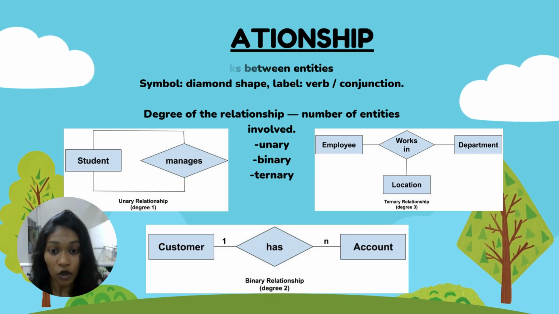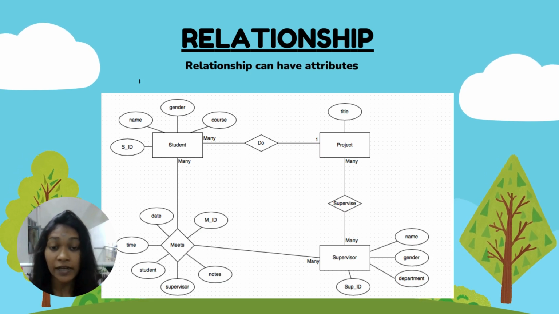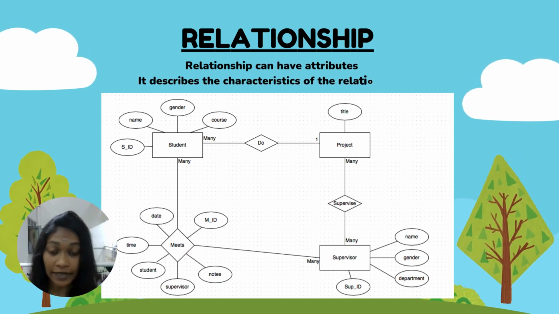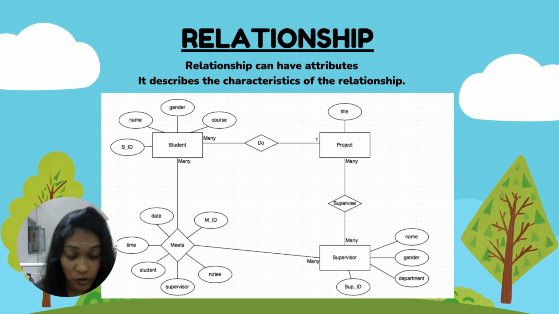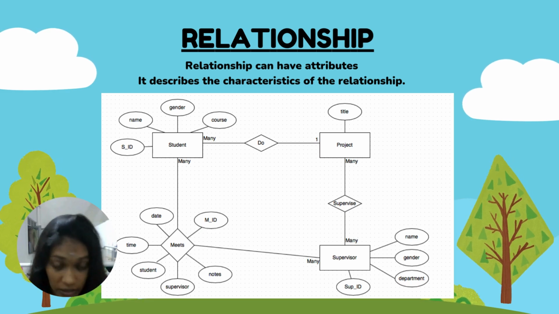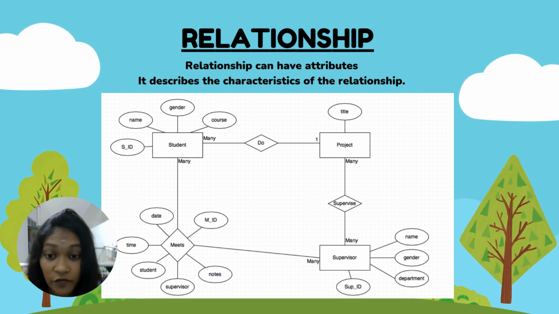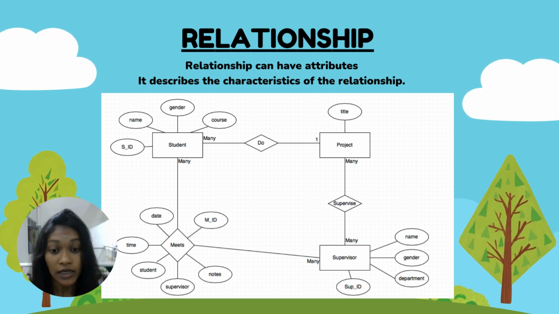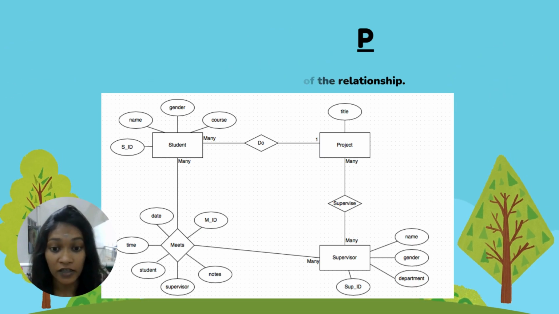So relationships can have attributes. It describes the characteristic of the relationship. If you can see this example, there are three entities in this example, which are student, project, and supervisor. There are also three relationships in this example, which are do, supervise, and meets. If you can see the meets relationship, it has its own attributes which describe the characteristic of this particular relationship.